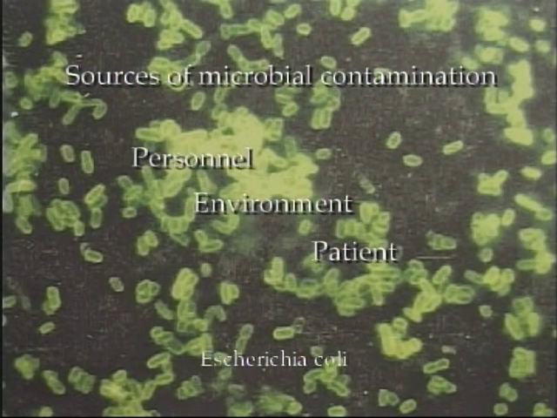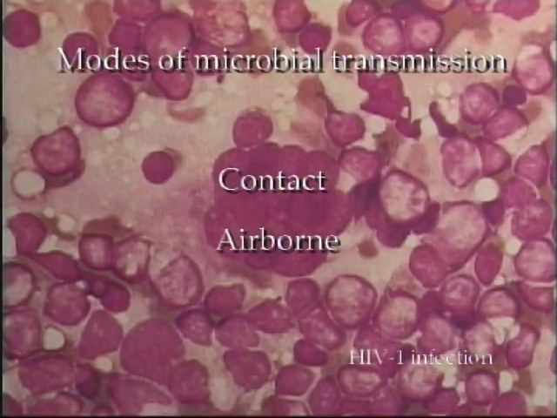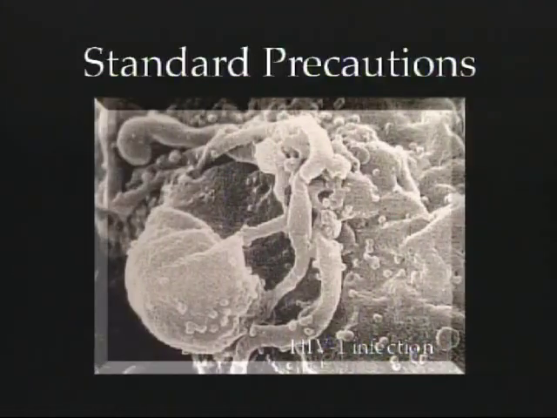Sources of microbial contamination include personnel, the environment, and the patient. The modes of microbial transmission most likely to occur in the operating room are contact, direct and indirect, and airborne. Droplet contamination is considered an airborne mode. Standard precautions are used to prevent the transmission of disease.